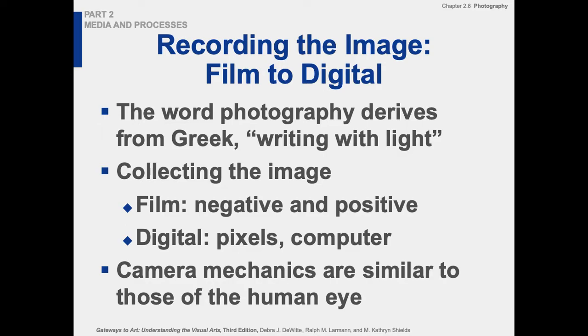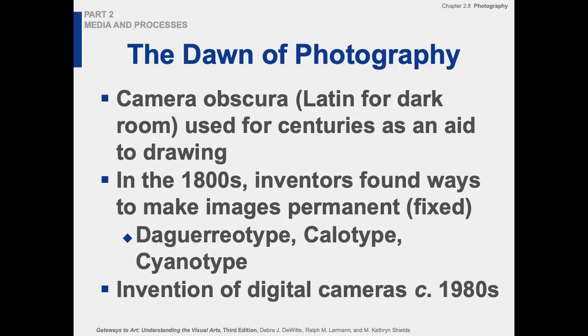The Greek words of phos meaning light and graphein meaning to draw. So that translation is photograph, writing with light. So collecting the image, there's the film, negative and positive, and then in the next video I'll talk about digital photography and how the camera is similar to the eye.